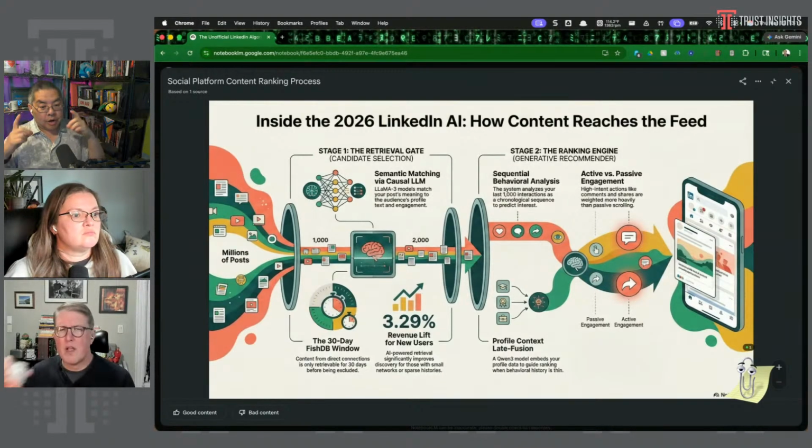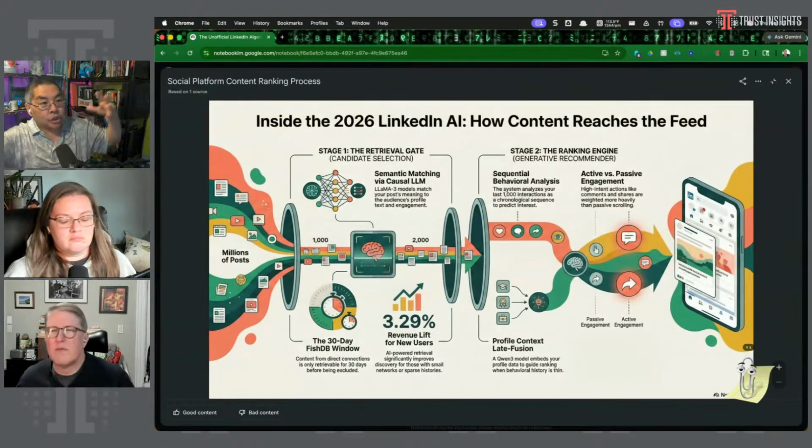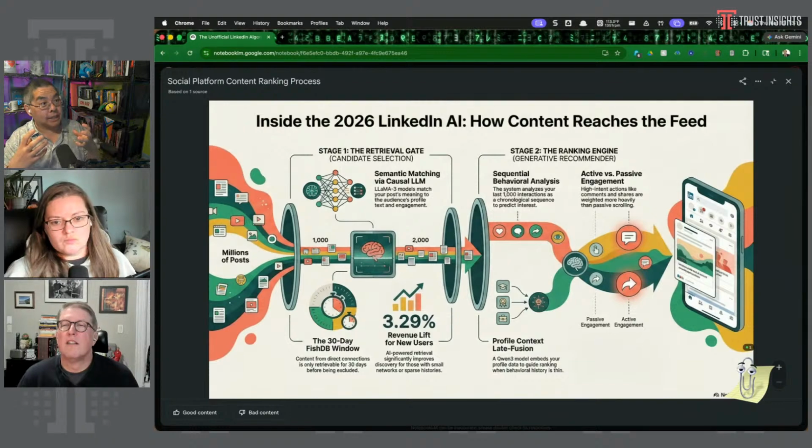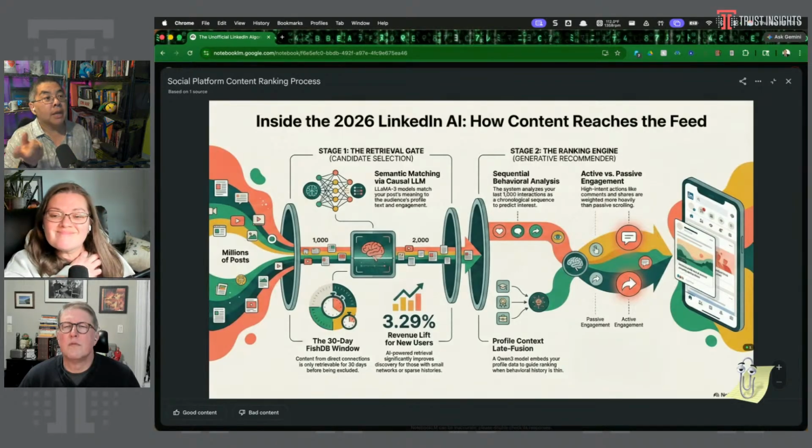First, from things like profiles and posts and comments in any language, LinkedIn gathers up about 2,000 candidates that it could show you. It essentially does this weeding with a model called Llama 3, which was created by Meta. They use the 3 billion parameter model, which is a very small model that will actually run on your phone. They use it because it's extremely fast.